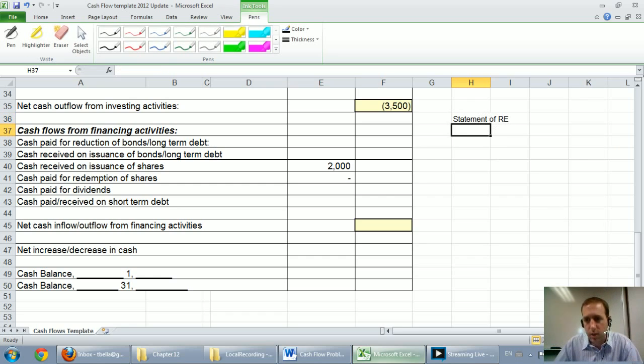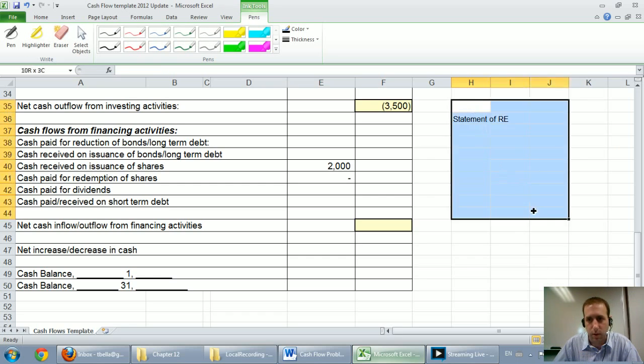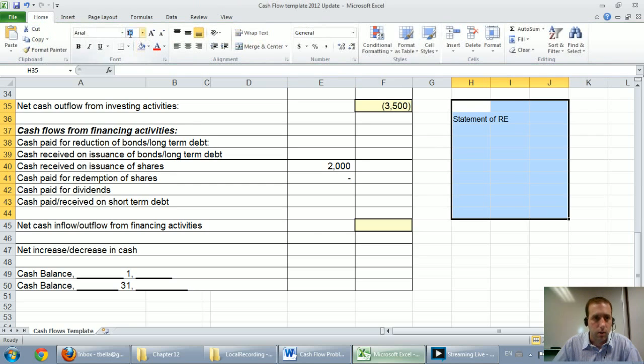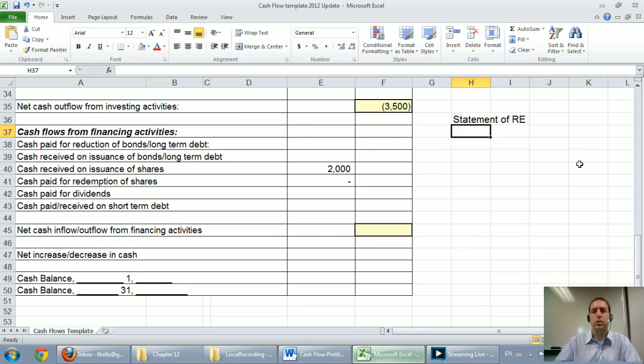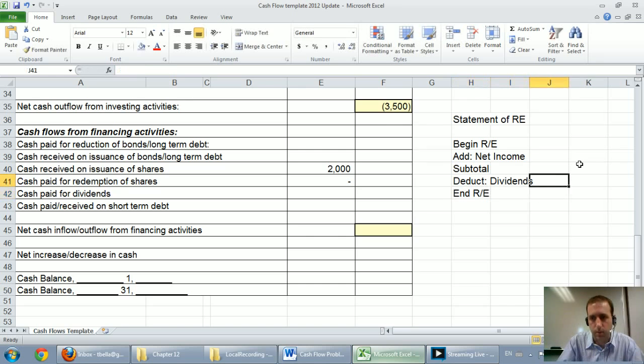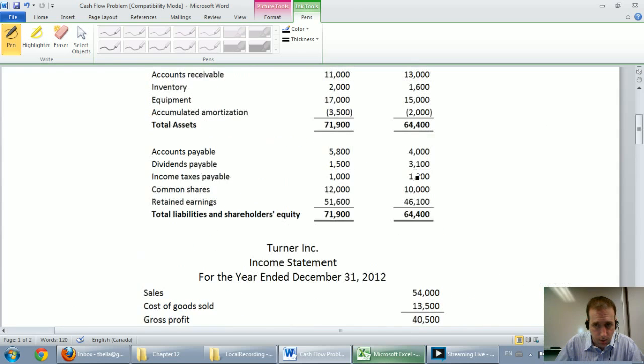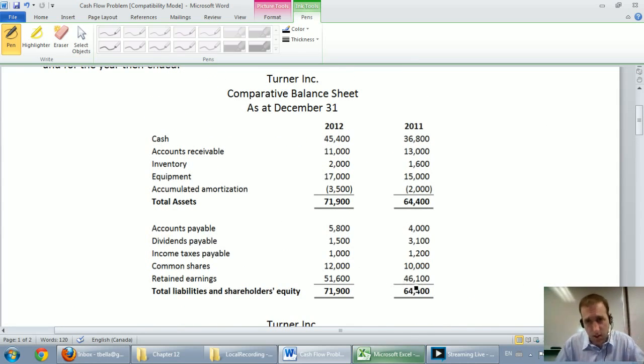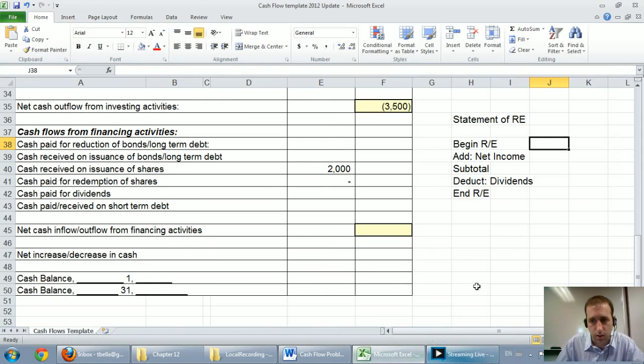We'll do a quick statement of retained earnings for this company just on the side. Let me make my fonts a little bigger here. So our statement of retained earnings, remember what it tracks, and this is very rough. It tracks your beginning retained earnings. You add net income, you subtotal, you deduct dividends, and you get your ending retained earnings. So let's see what we can do with our company. Our beginning retained earnings was on the balance sheet. The retained earnings at the beginning of 2012 is the same as at the end of 2011. It was $46,100.